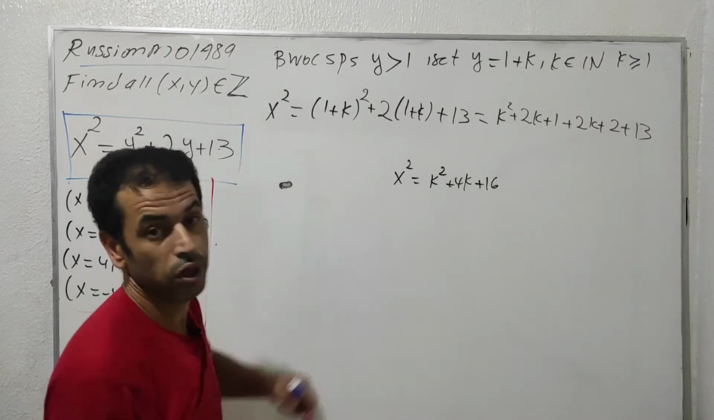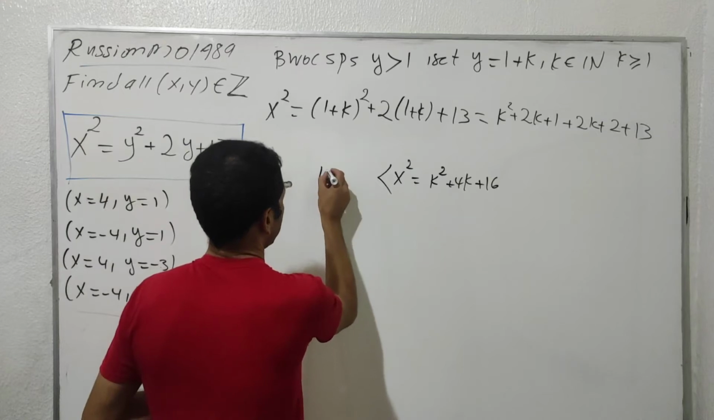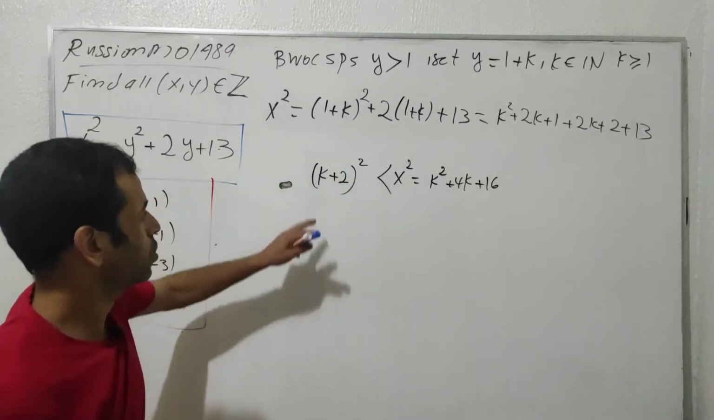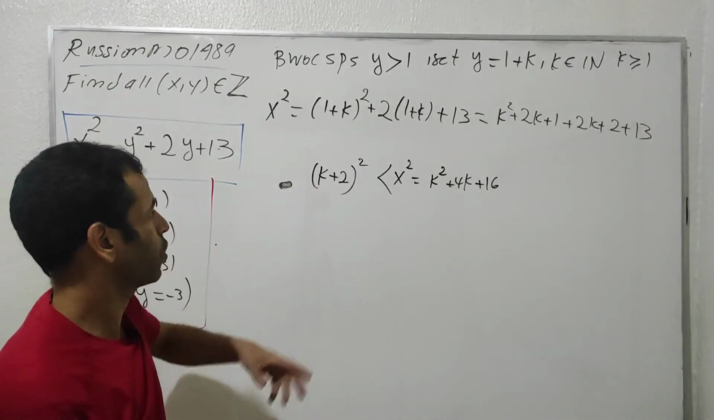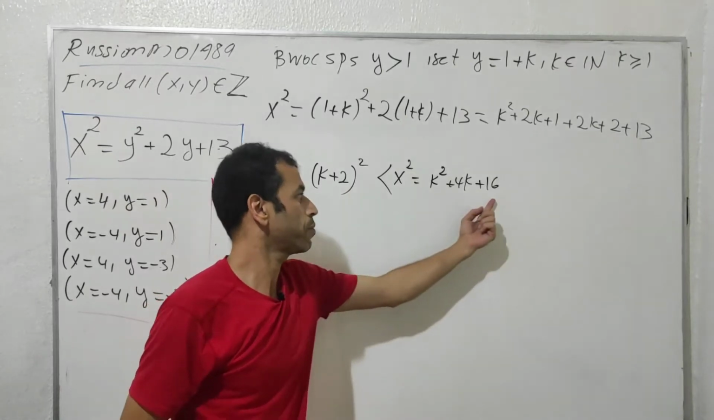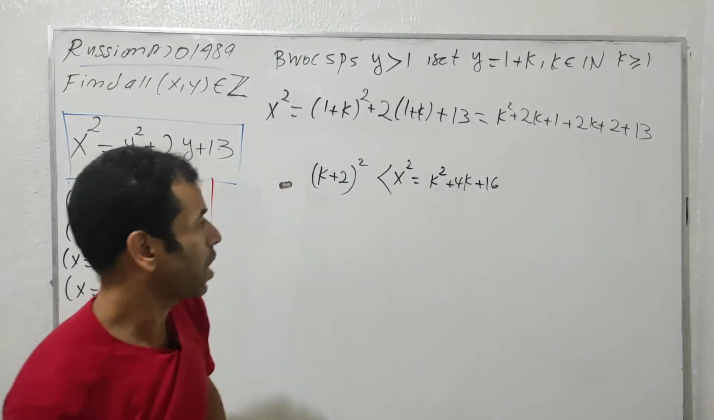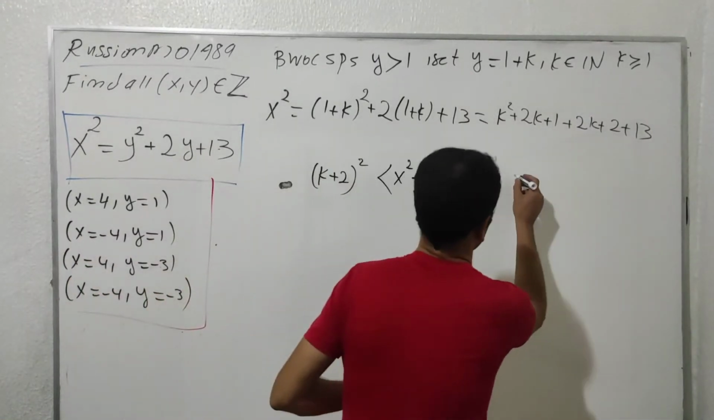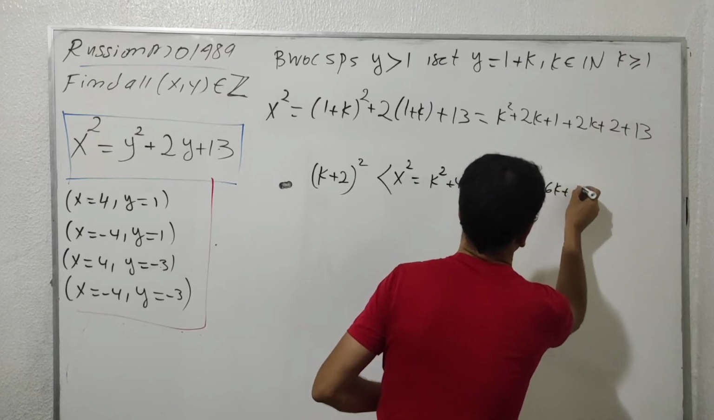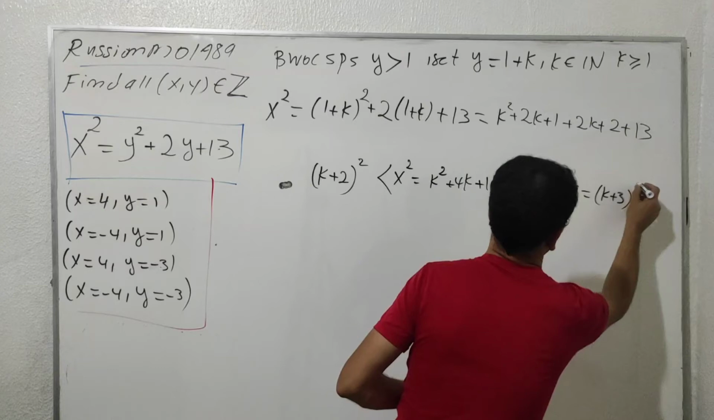Let's transform this into an inequality. So we get this one is bigger than k plus 2 squared. Because if we distribute this, you get k squared plus 4k, which is good to go for these two terms, plus 4 here, but we have plus 16, so this one is strictly superior to this one. Let's check the other side of the inequality. This one is strictly inferior to k squared plus 6k plus 9, which equals k plus 3 squared.